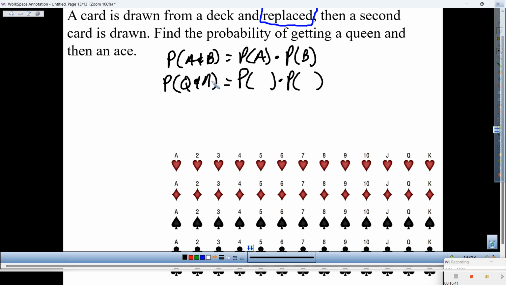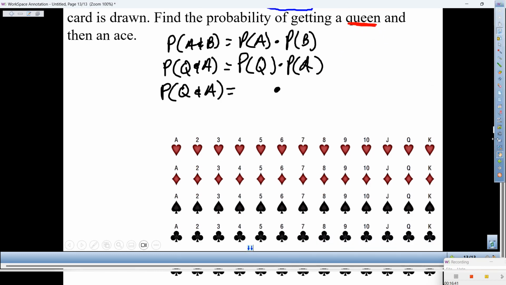Aaron, pass someone. Q and A. Hands, have you got that? That is correct. Q for queen, A for ace. So the probability of getting a queen and an ace is something times something. So think about it. Start with a queen. What is the probability of getting a queen from the deck? Tell your neighbor, please.